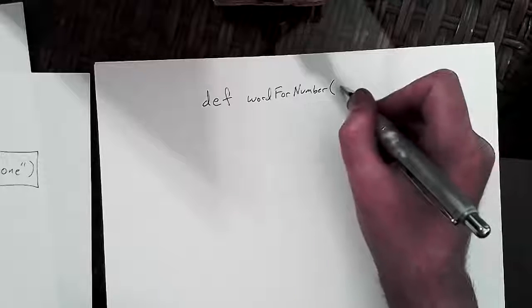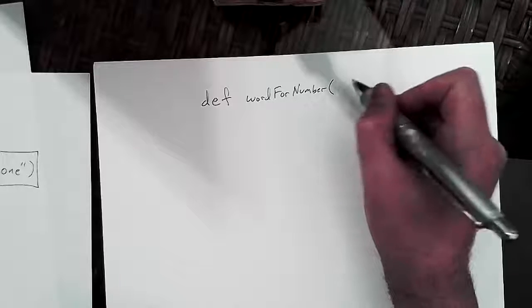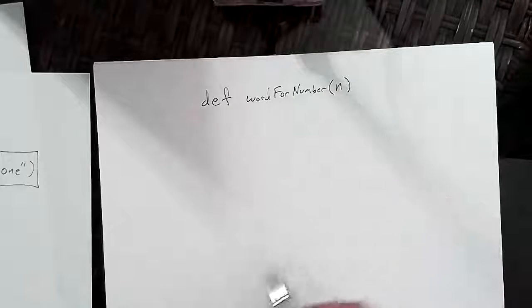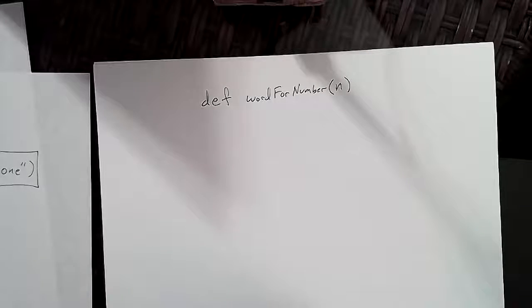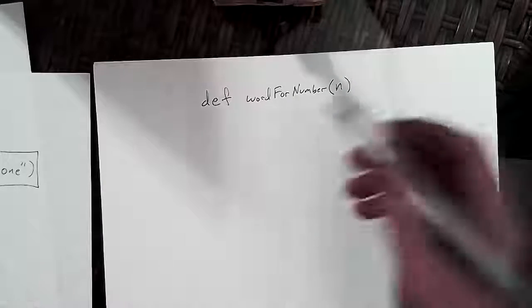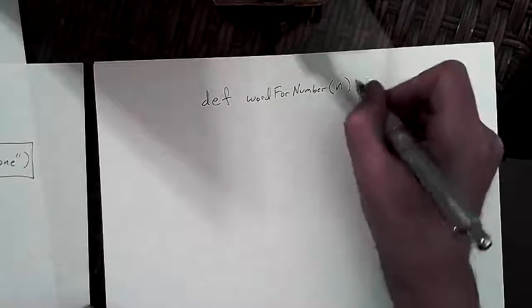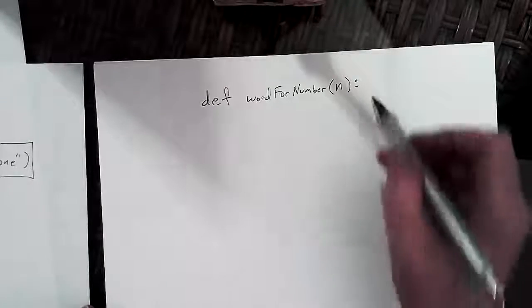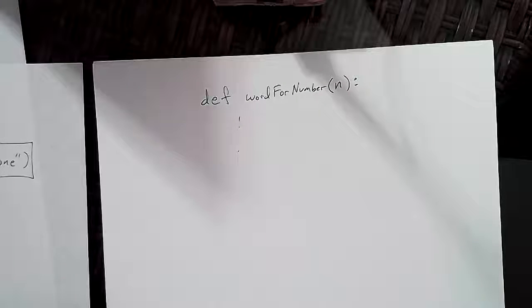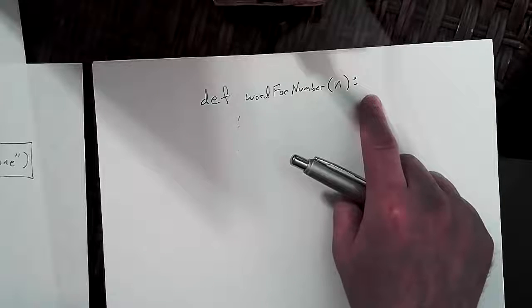And number, I could call it n, I could call it I, we'll make it different just to show you. It doesn't have to be the same thing. It doesn't have to be the I. It could be something more meaningful. It could be the word number, whatever. So you do that, and then you do a colon, right? And because there's a colon, that means everything after it's going to be indented, just like any other time. Okay, so let's put this as the very first line of the file.